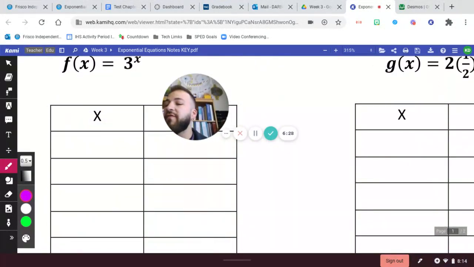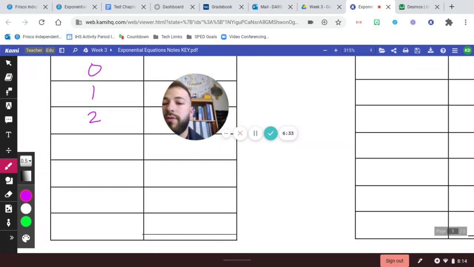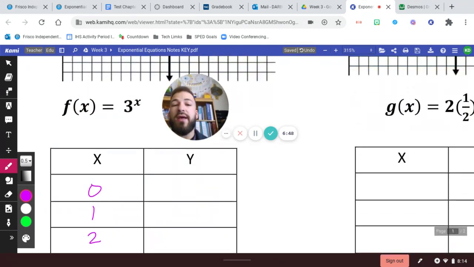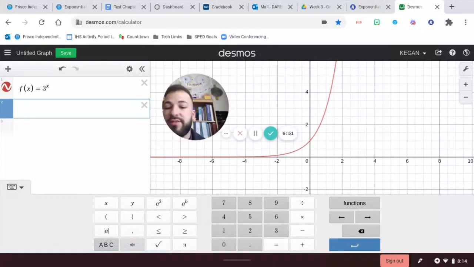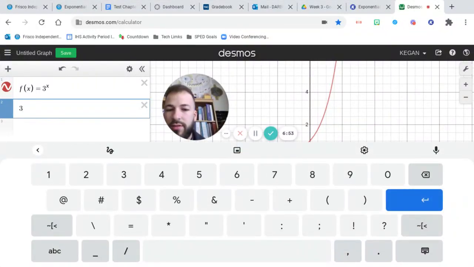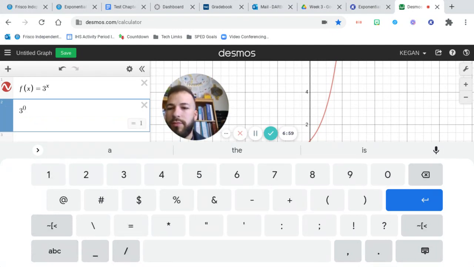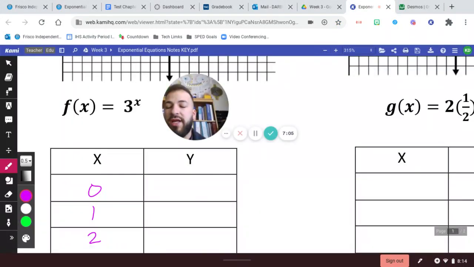I'm just going to fill it out for our basic x values: 0, 1, 2, 3, 4, 5, and 6. What we're going to do is practice plugging in those x values to get these y values. So I'm going to plug in 0 for x and get out whatever y gives me. 3 to the 0 is equal to 1. So I'm going to come back to my notes. Right here at 0, our y value is 1.